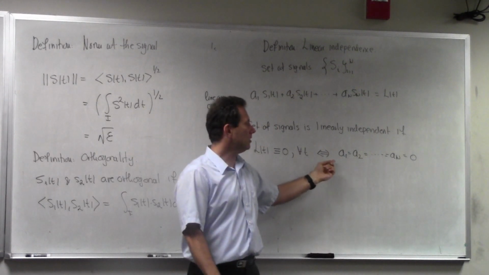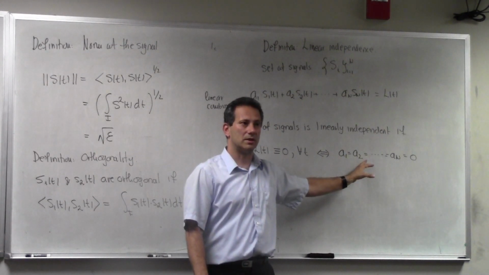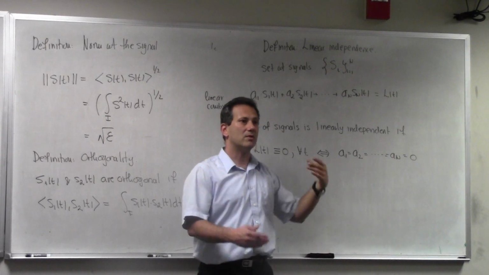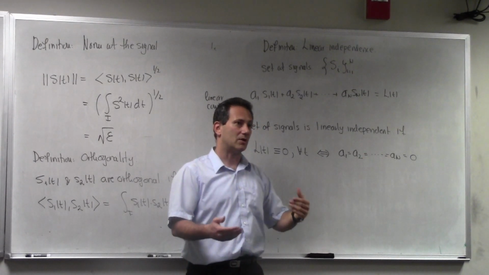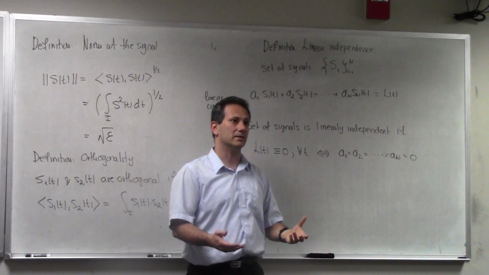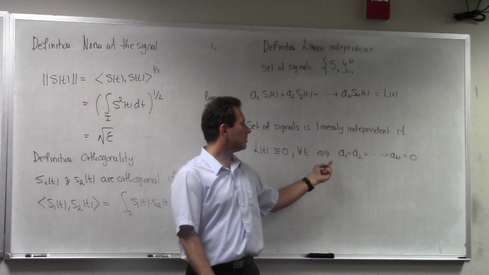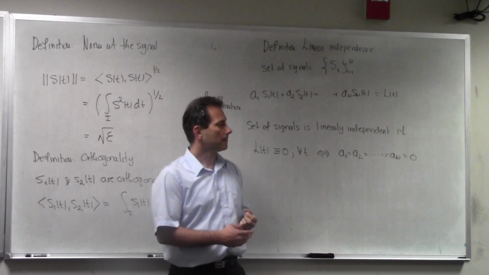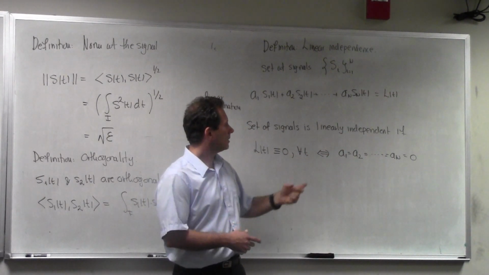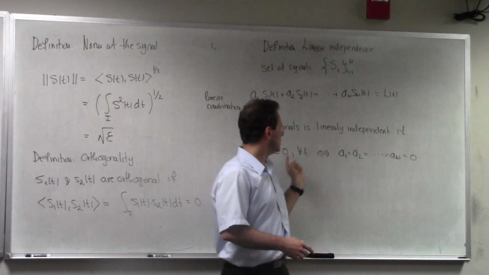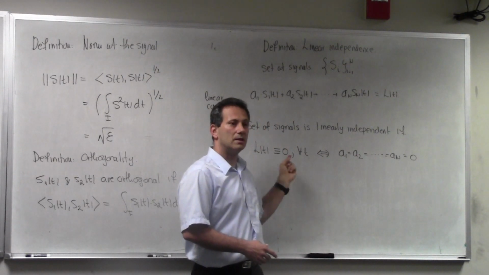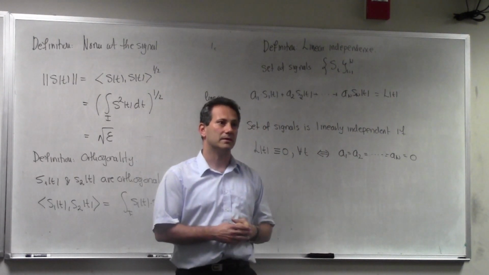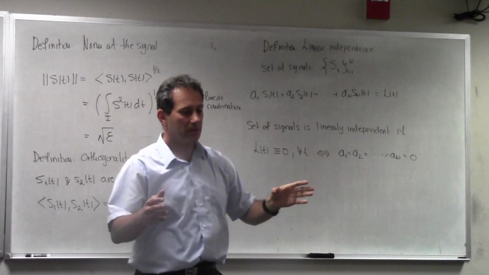Essentially, for any non-zero selection of A's, I would never be able to cancel them. Then I call these signals linearly independent. If there is no combination of A's for which I can create L of t identically equal to 0, then these signals are linearly independent. So that's the strict mathematical definition.